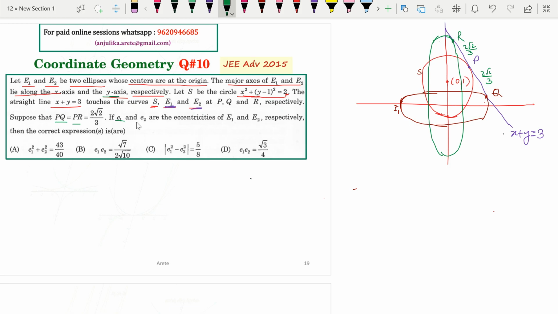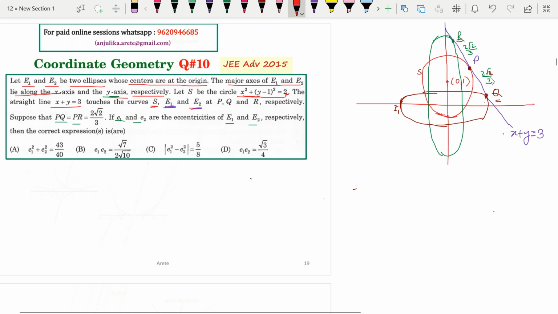Now E1 and E2 are the eccentricities of the two ellipses. Then which of the expressions is correct? So basically they are looking for the eccentricities of the ellipses. We don't know anything about the ellipses, right? Just that R and Q are at this distance from point P. So what we have to do is go ahead and try to figure out what these points R and Q are.